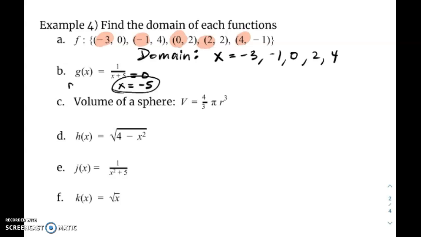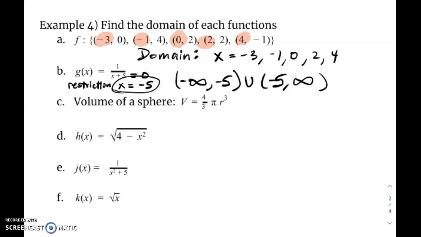So that's called a restriction. That's a restriction on the domain. And if the domain's restricted at only the number -5, then it should work for every other number. So that means it works from -infinity to -5, and then it'll work again from -5 to +infinity, but it doesn't work at -5. So that's why we're going to split it at -5 and put parentheses there.